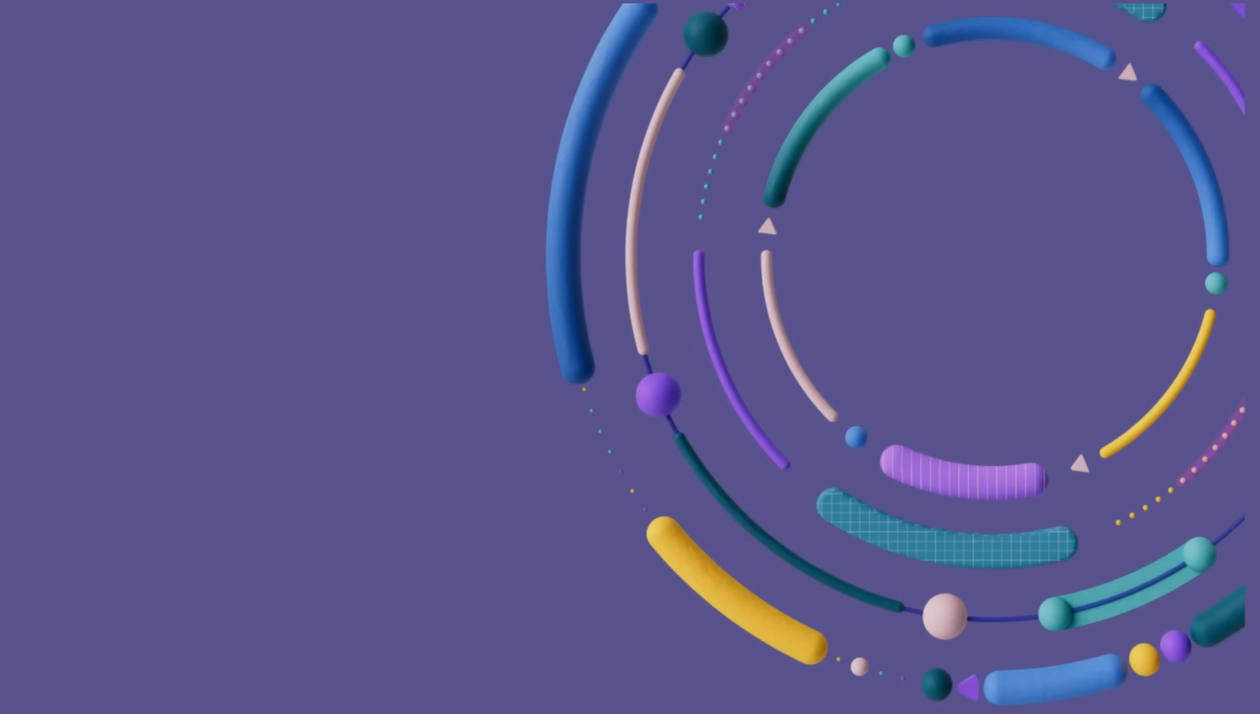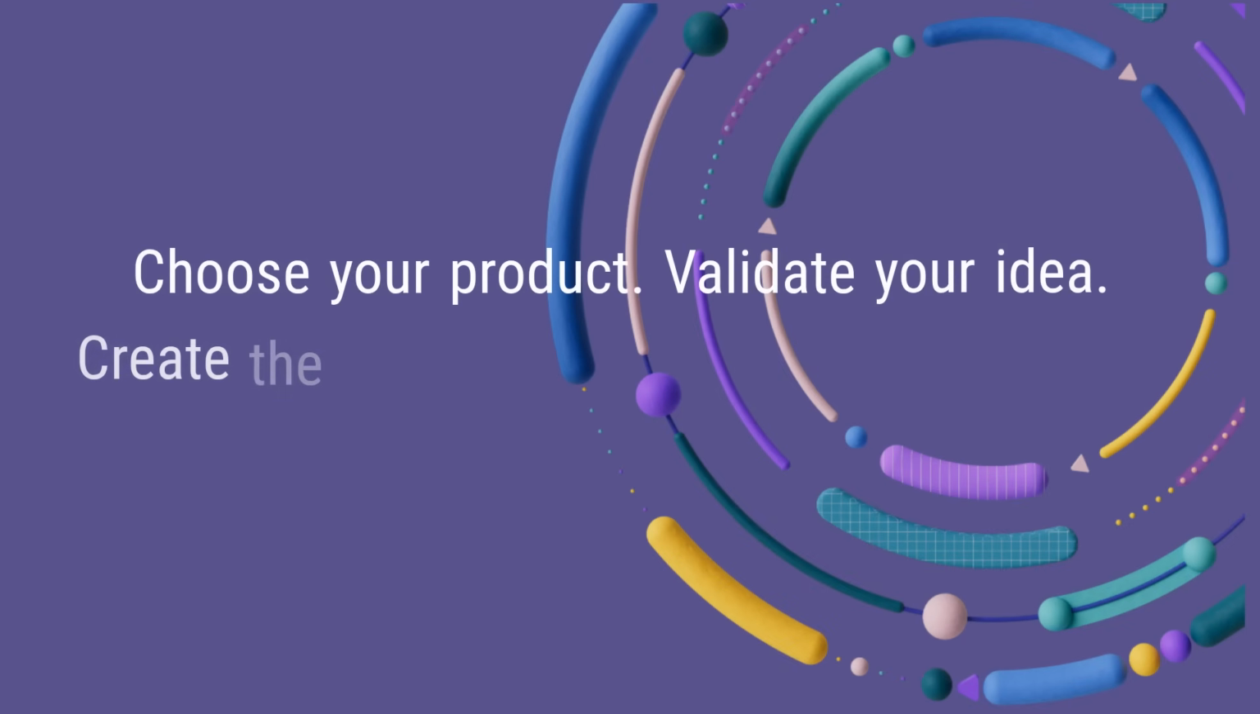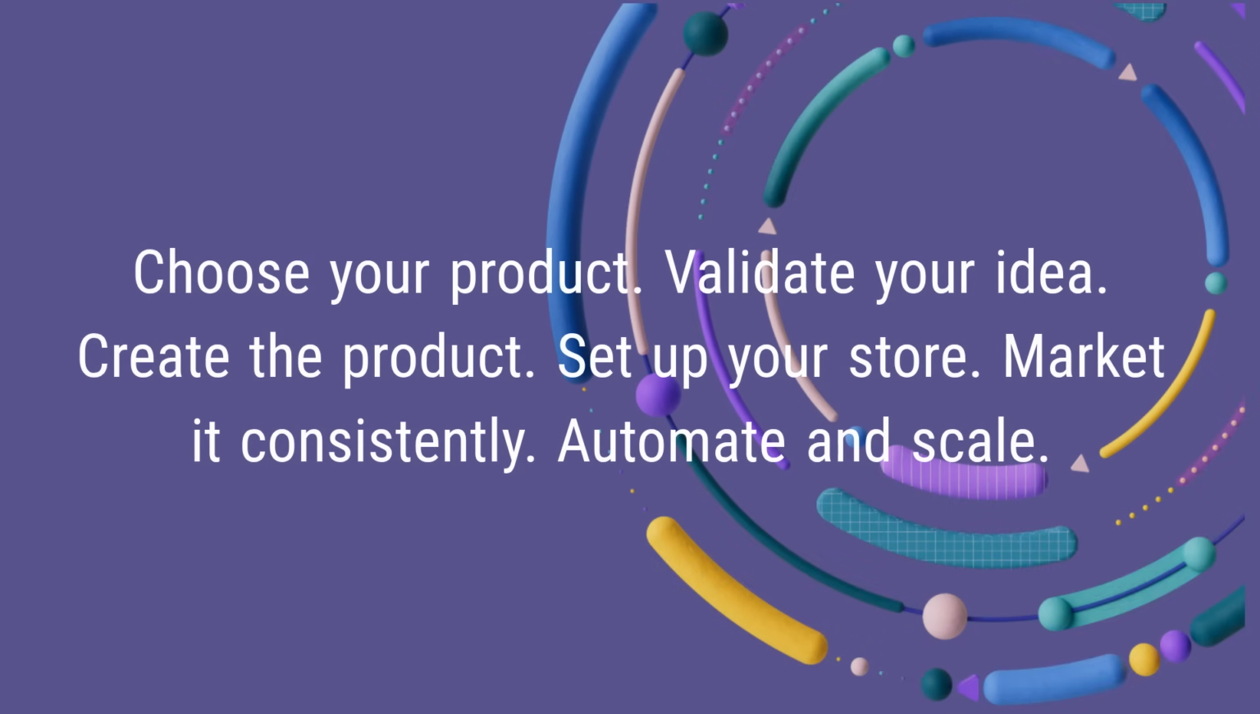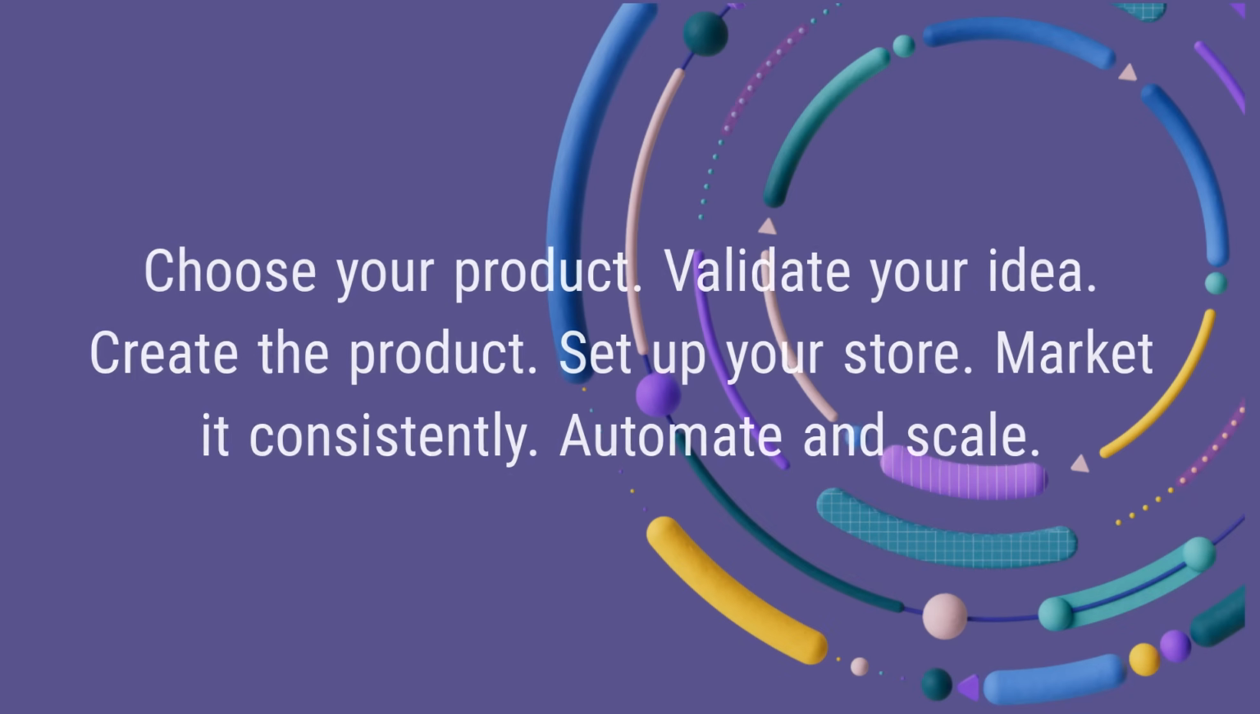All right, let's recap. Selling digital products online is one of the best ways to create passive income. The steps are: choose your product, validate your idea, create the product, set up your store, market it consistently, automate and scale. If you follow this roadmap, you'll be well on your way to building a profitable digital product business.